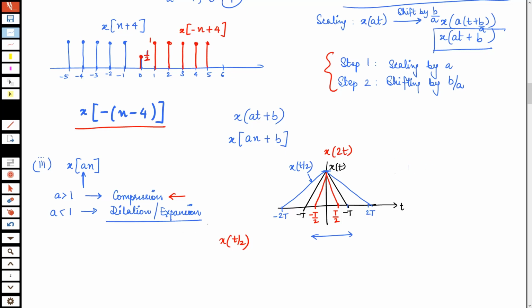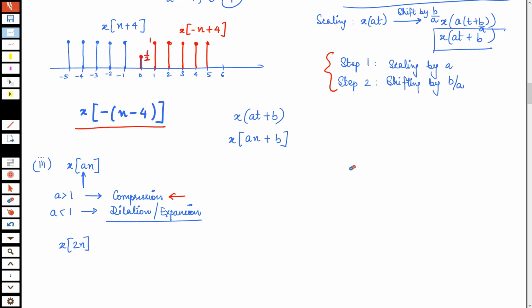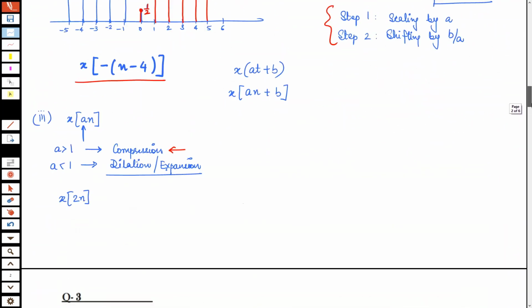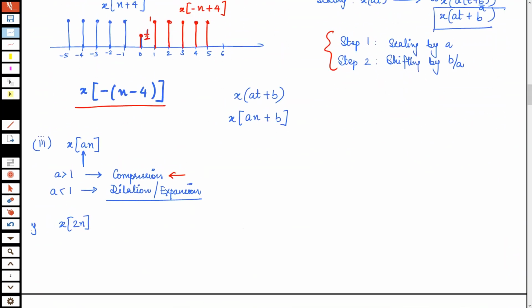Now keeping that in mind, here the question requires that a is equal to 2, and for the given xn we need to sketch x of 2n. So what does this mean? X of 2n means a compressed version of xn. So if I started calling it as a new signal, say yn, right? So what does that mean? That y0 would be what? X of 0, n equal to 0. So x of 2 times 0 is x0. All right, that remains the same.